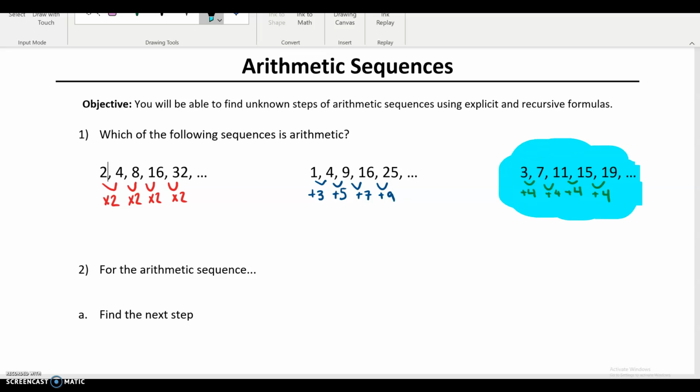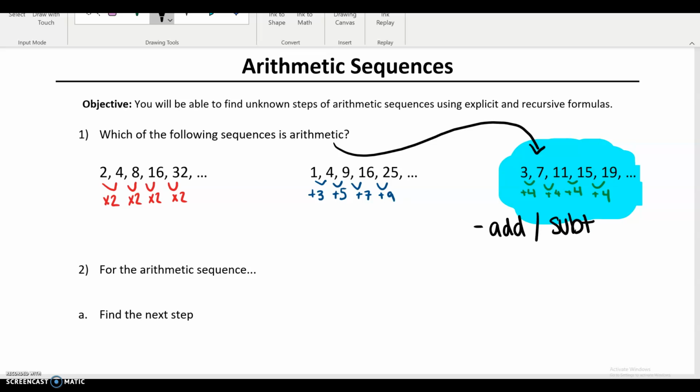So there's all kinds of patterns in sequences. The one we want to look at is the one where you're adding a constant common difference. I'm going to write that down because there's some vocab here. So this guy's an example of arithmetic. It's arithmetic because you're adding, or you could also subtract, which would just be a decreasing sequence. Adding or subtracting a constant common difference.